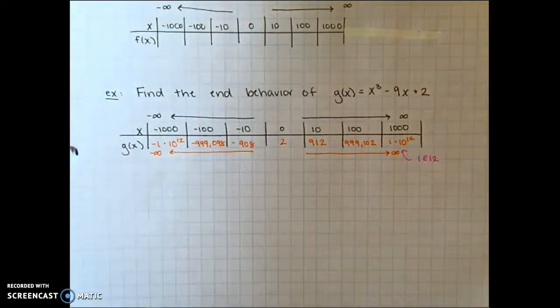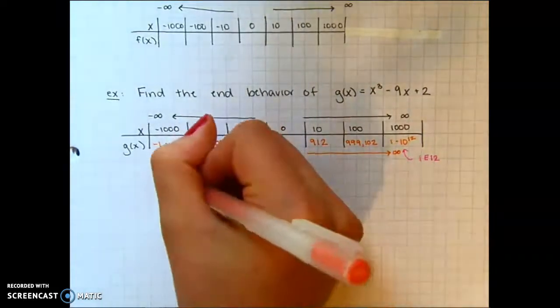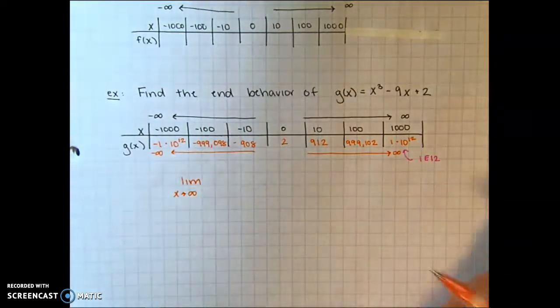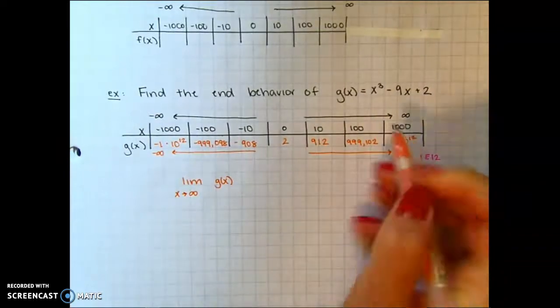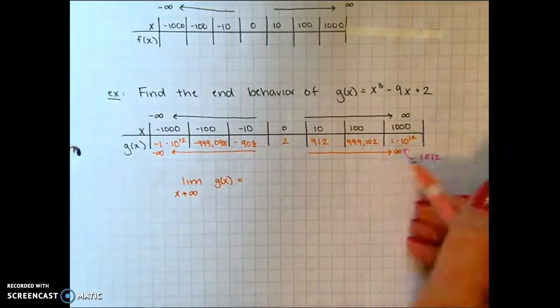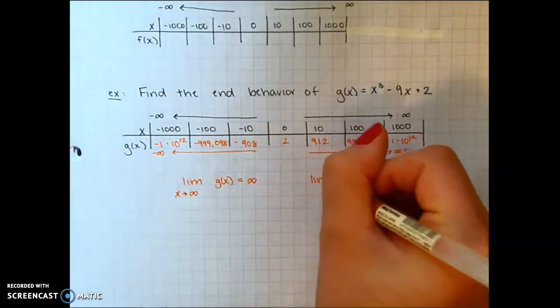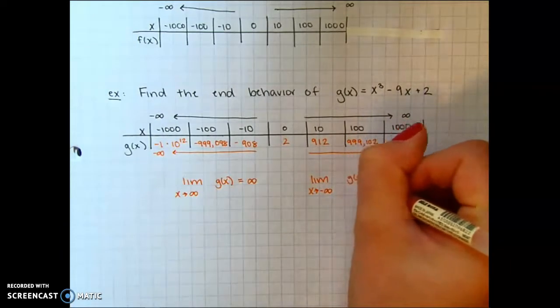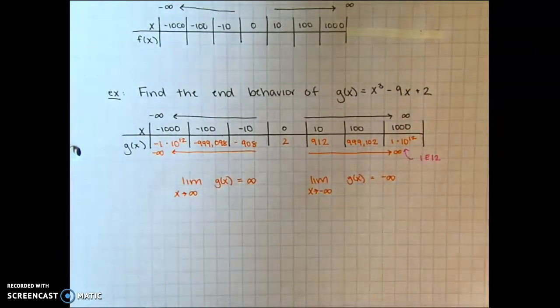So now all that's left is to write it in limit notation. So they're going in two different directions. So the limit as x approaches positive infinity of g of x. So as my x values get huge, my y values get huge. So we're going towards infinity. And then as my x values are going towards negative infinity, we're going towards negative infinity. And then we're done this problem.